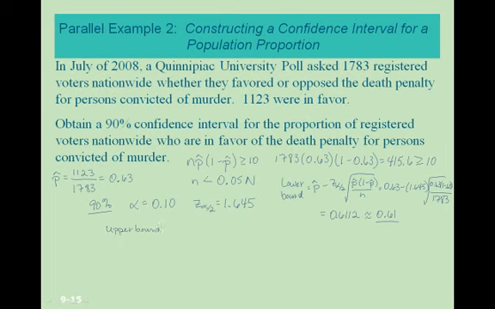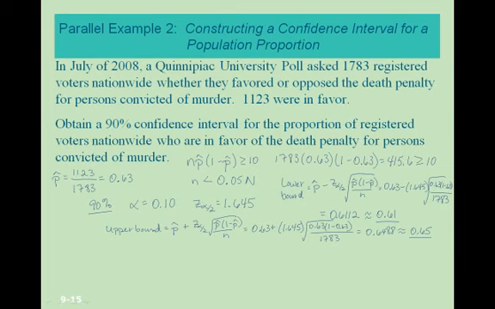Then the upper bound is going to be p hat plus that value, our margin of error. So we have our 0.63 plus 1.645 times the square root of 0.63 times (1 minus 0.63) over 1783, which is approximately 0.64488, or about 0.65 for our upper bound.